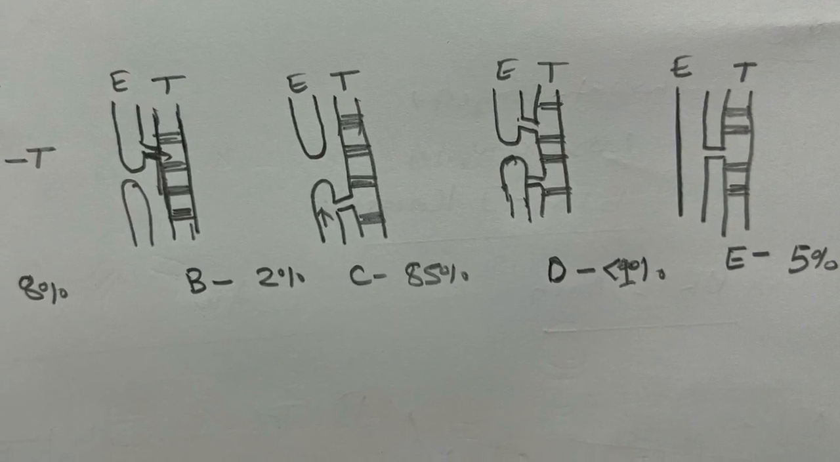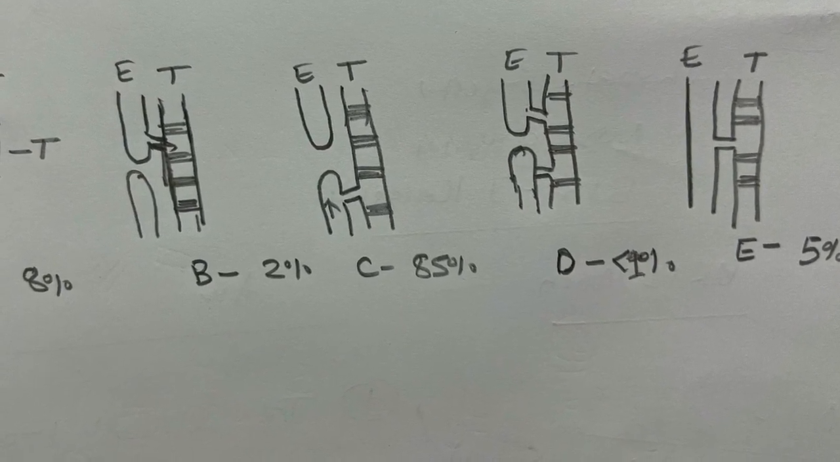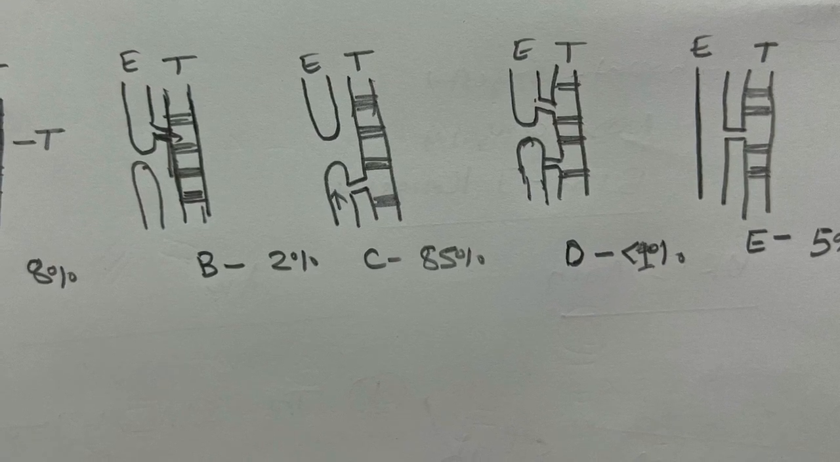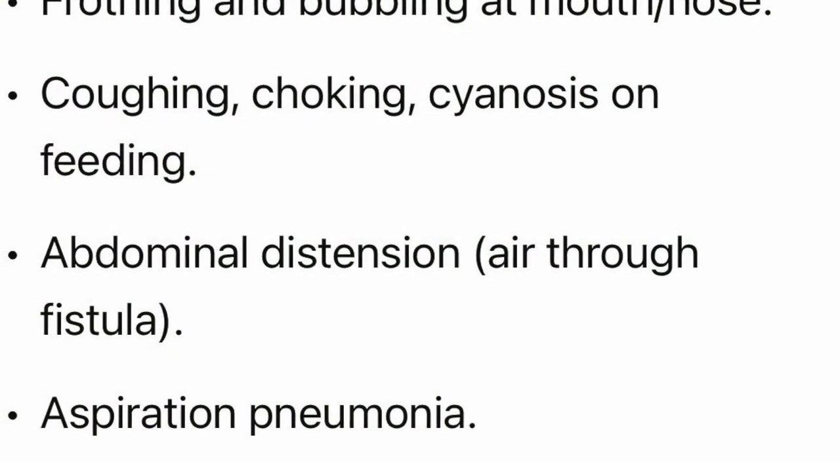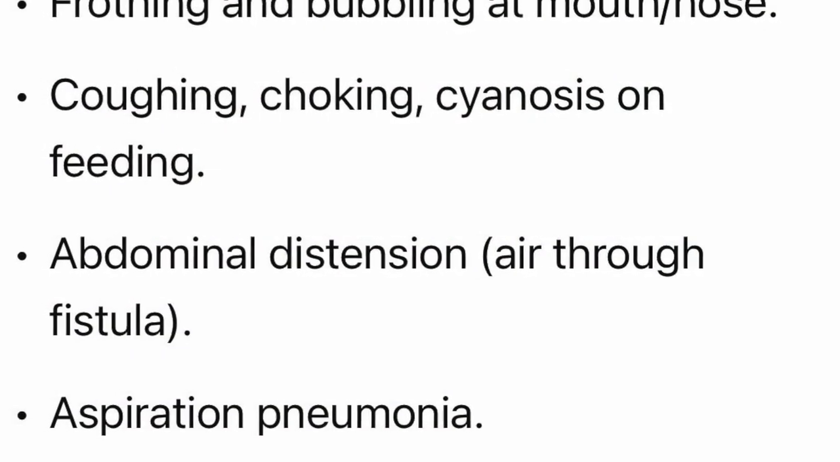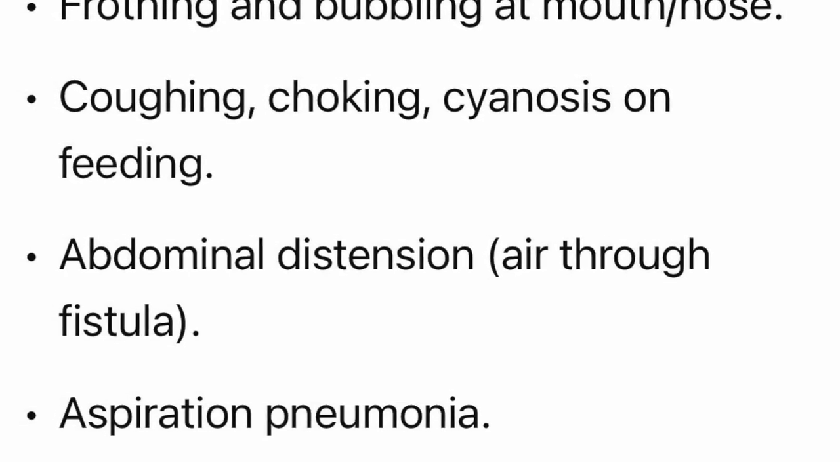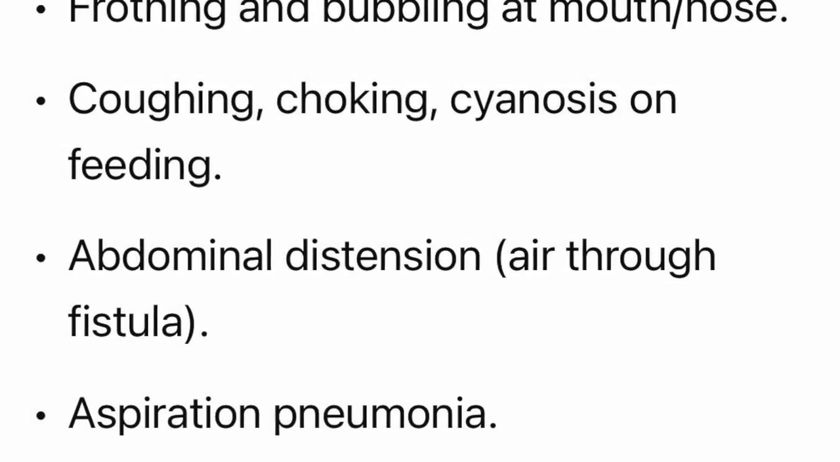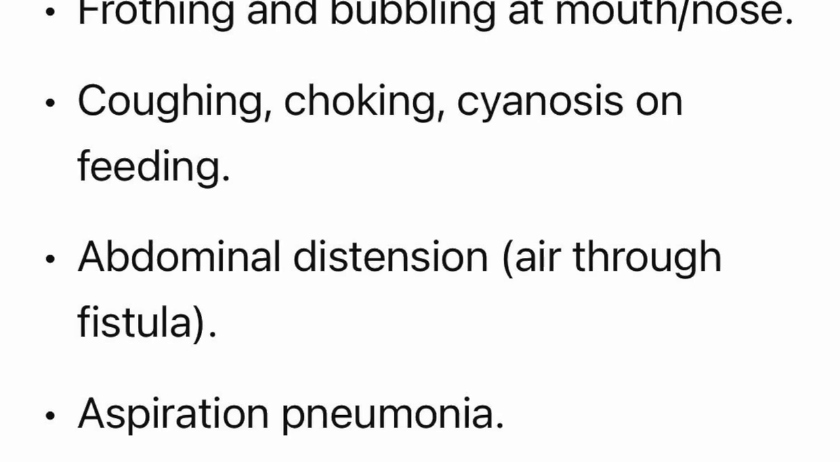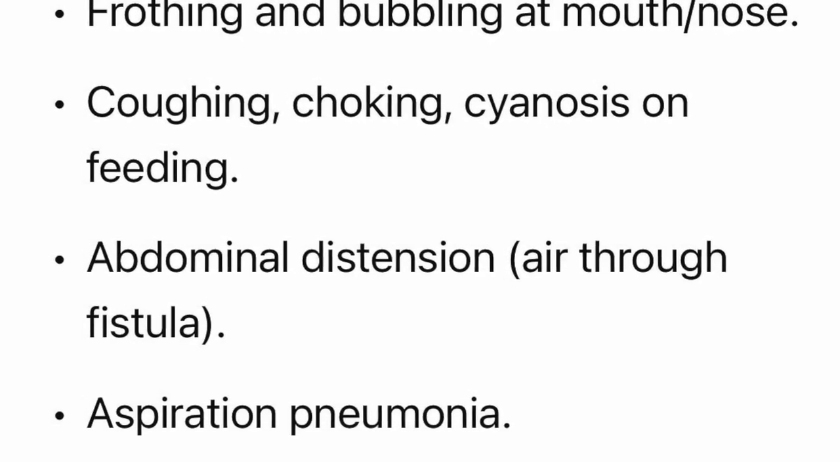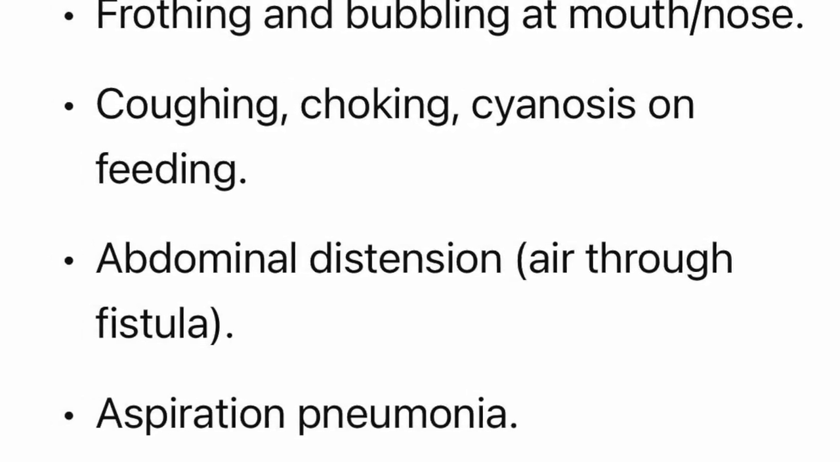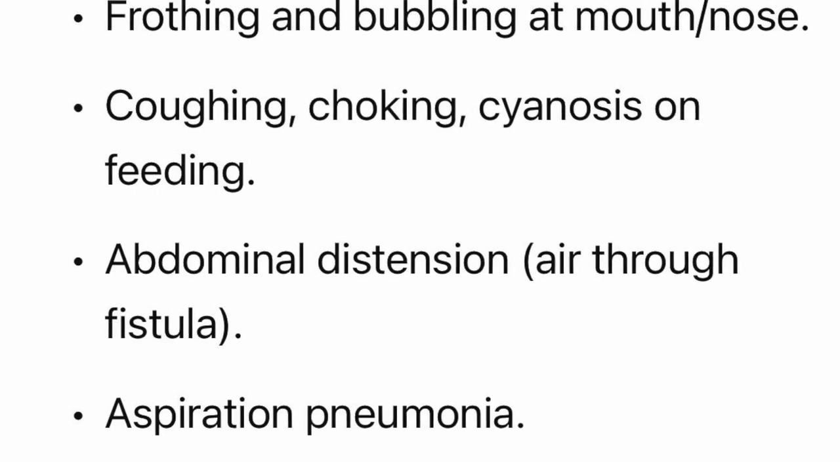In type E, there is H type fistula. There is no atresia. It's about 5% of cases. Clinically, there is frothing and bubbling at mouth or nose, coughing, choking, or cyanosis on feeding. There is abdominal distension because of air in the fistula, or there are chances of aspiration pneumonia.